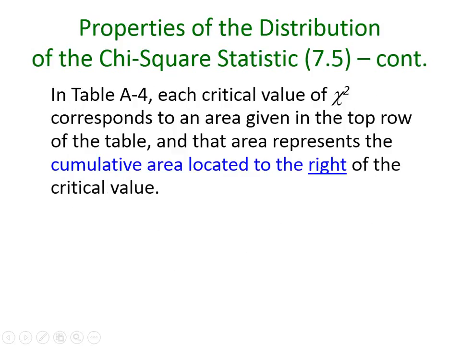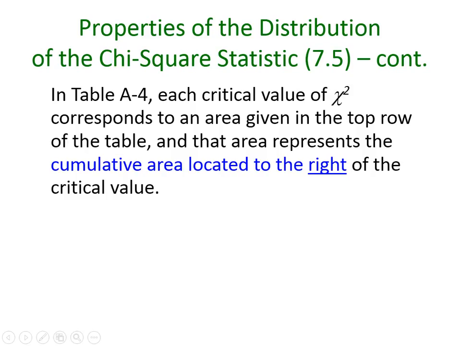Some more properties. In table A4, each critical value of chi-squared corresponds to an area given in the top row of the table, and that area represents the cumulative area located to the right of the critical value. Everything else we've done, your area was to the left, except for this one, which goes backwards. It's the area to the right, and that's listed at the top of the table, so it's not like we're trying to surprise you with it.